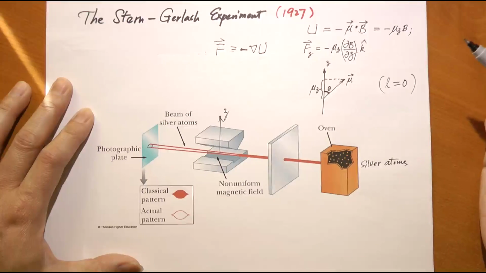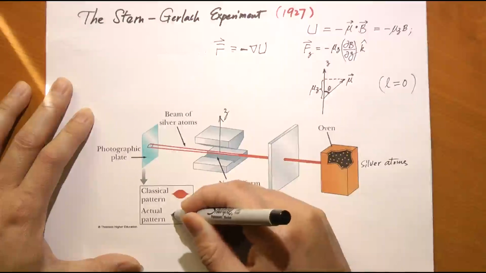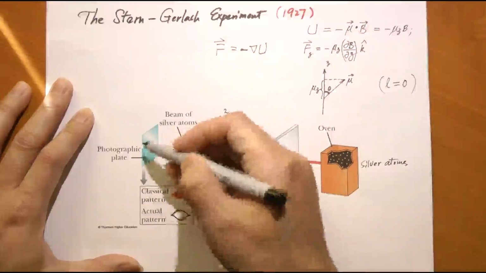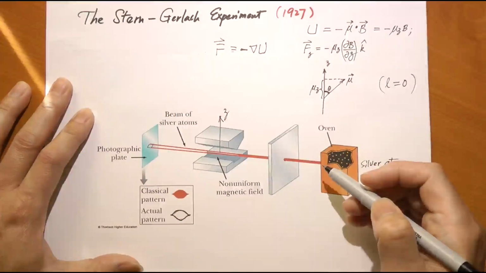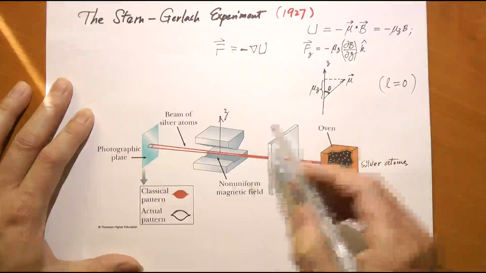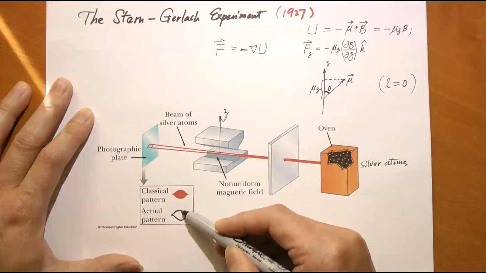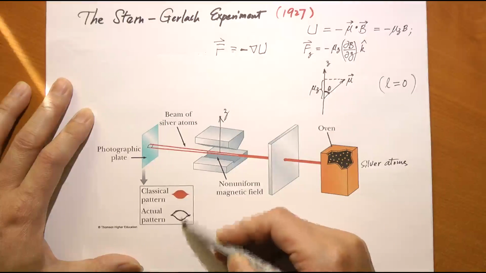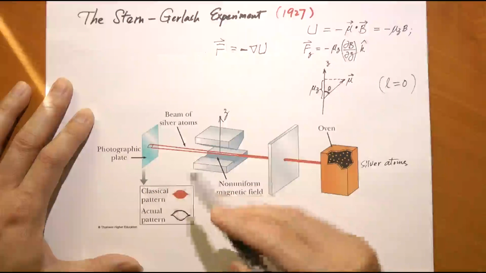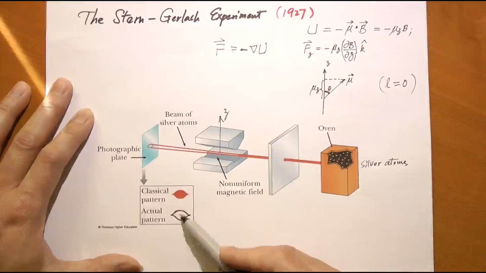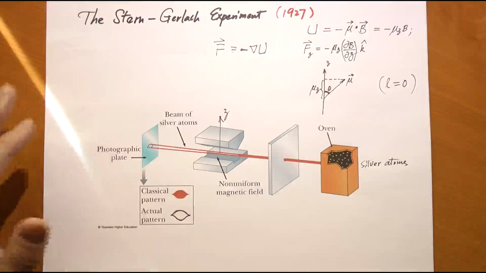And what they found was that they had a pattern like this captured on photographic plate. That tells them that there are 2 different values of mu z. One giving it a positive force, pushing it up, the other giving it a negative, pushing it down. So as the beam goes this way, part of the beam gets pushed up, part of the beam gets pushed down, so that's why you get this. Nothing in between. Okay, now this is weird.